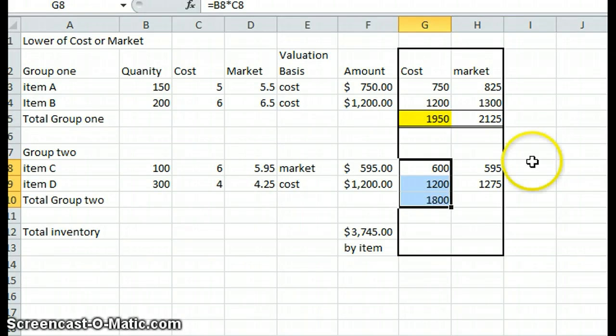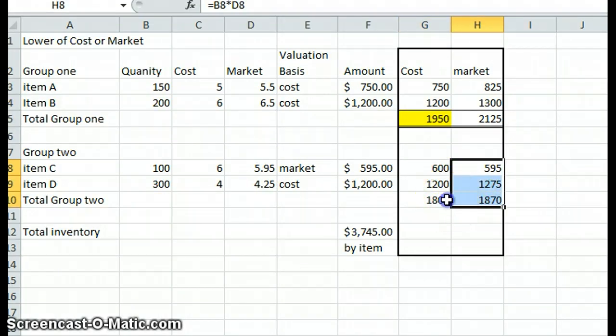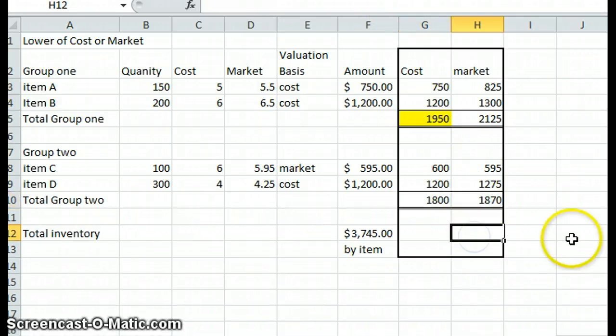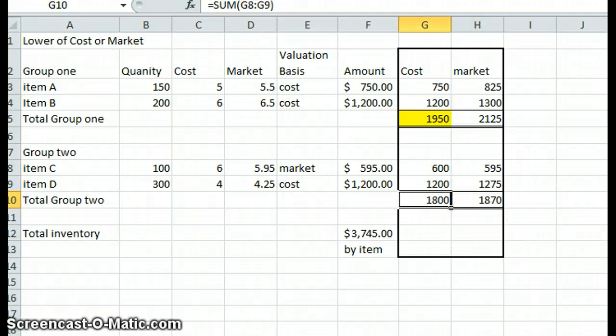And then I'm going to compare these two numbers, the 1,800 and the 1,870. Which one is lower? Well, the 1,800. So in this instance, we're actually going to value both groups by cost because they both add up to be lower than cost.